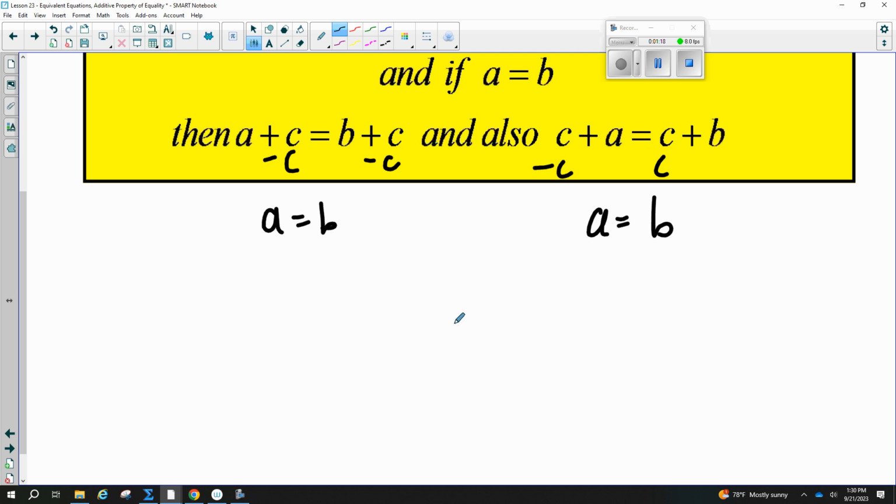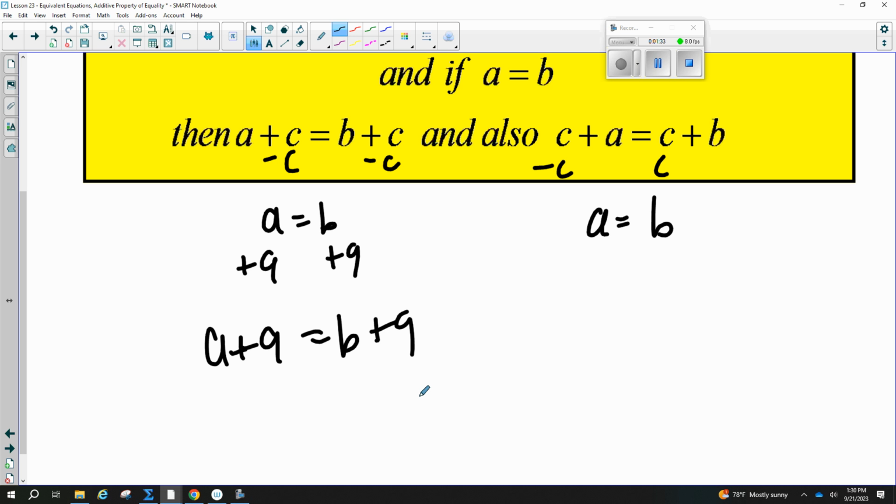Or I could say, I'm going to add 9 to both sides, and that's totally cool. You could do that. A plus 9 equals B plus 9. It doesn't change the value of the equation, so whatever you add to one side, make sure you add to the other side. That is legal math.